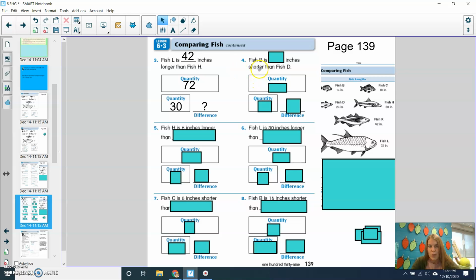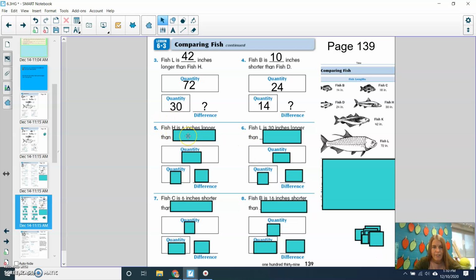For question 4, I'm looking at fish B, and I can see that fish B is 14 inches, fish D is 24. So I'm going to put that 24 in my top quantity, and then I'm going to put 14 in the bottom quantity, and I'm solving for the difference. So I need to think how much more to go from 14 to 24. And we should know that that is 10.